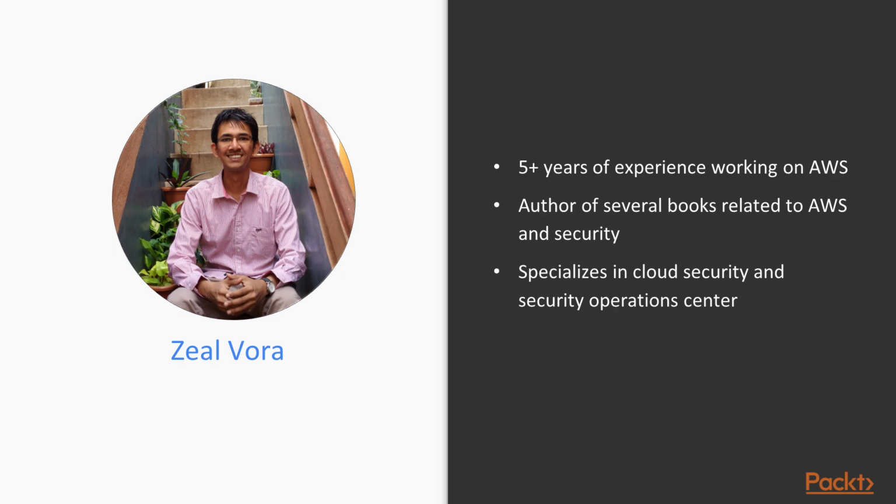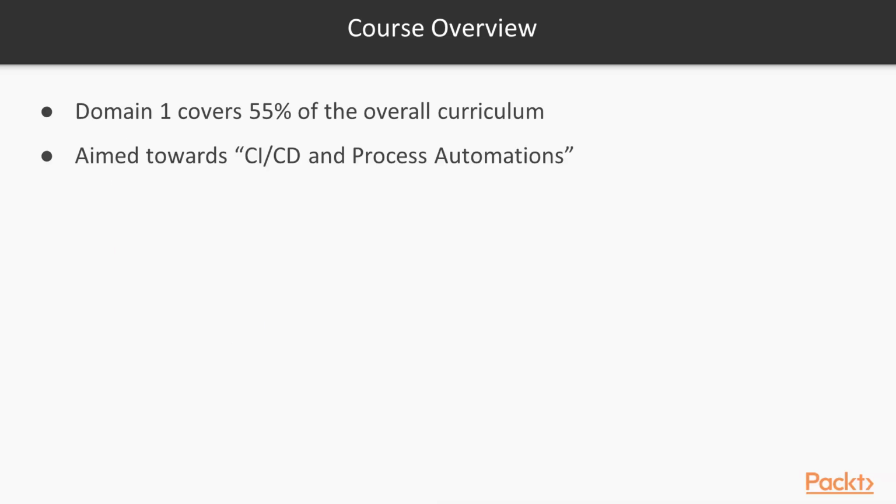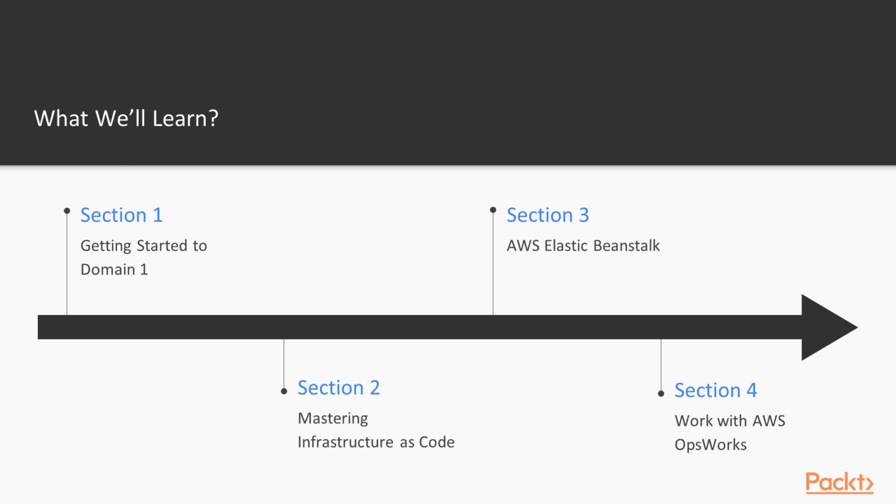center for enterprises. Domain 1 is one of the largest domains in the AWS DevOps Engineer certification, and it covers 55% of the overall exam. This domain is aimed towards the CI/CD and the process automation related aspects. The videos within this course for the Domain 1 are actually divided into 4 sections.